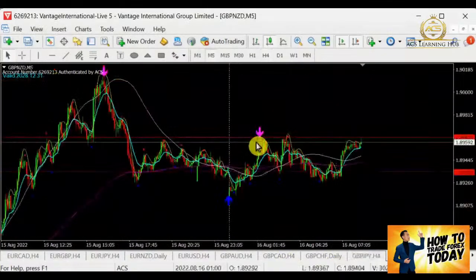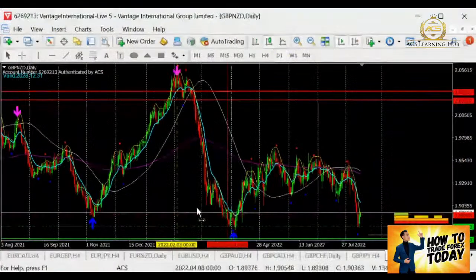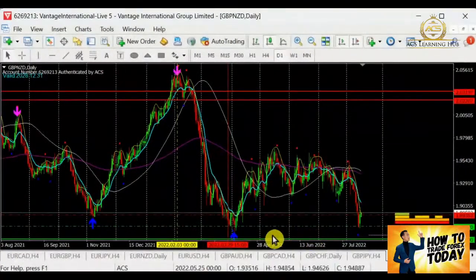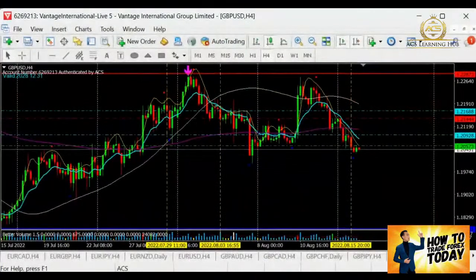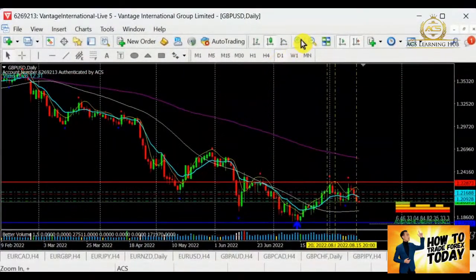And pound kiwi, let's take a look at pound kiwi. After we tested the support and completed the whole cycle over here, now it's actually going for a buy. So for pound kiwi, I would suggest a buy rather than a selling.